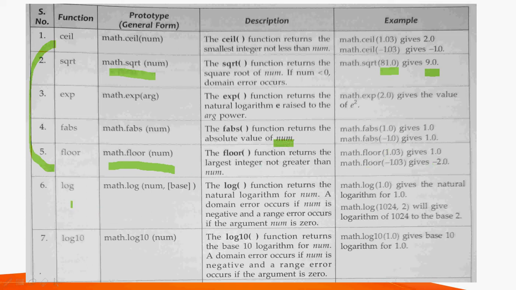Next one is log. Here an optional value is there, the base: math.log(num, base). The log function returns the natural logarithm for the num. A domain error occurs if num is negative, and a range error occurs if the argument num is 0. So it follows all the properties of the natural logarithm. You can see the example here. Log of 1.0 will give the natural logarithm for 1.0, and math.log(1024, 2) will give the logarithm of 1024 to the base 2.